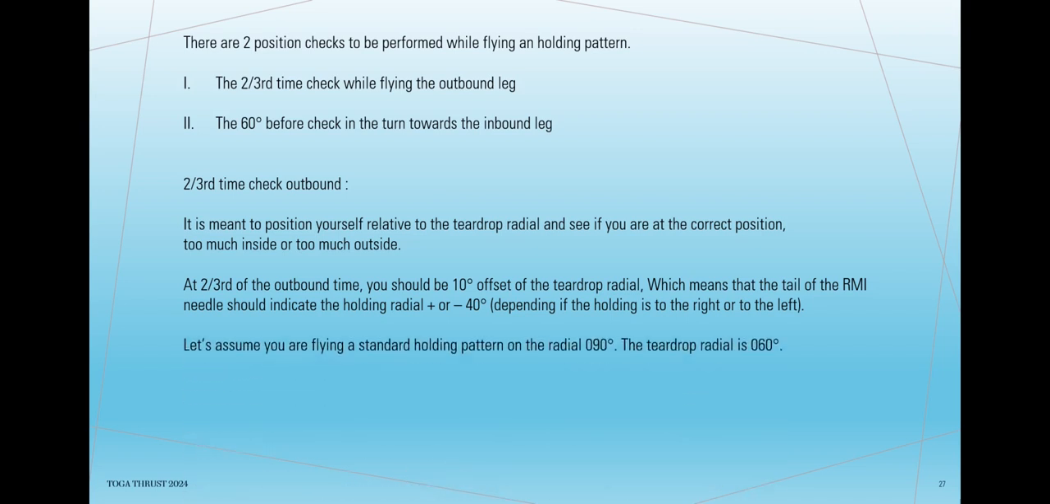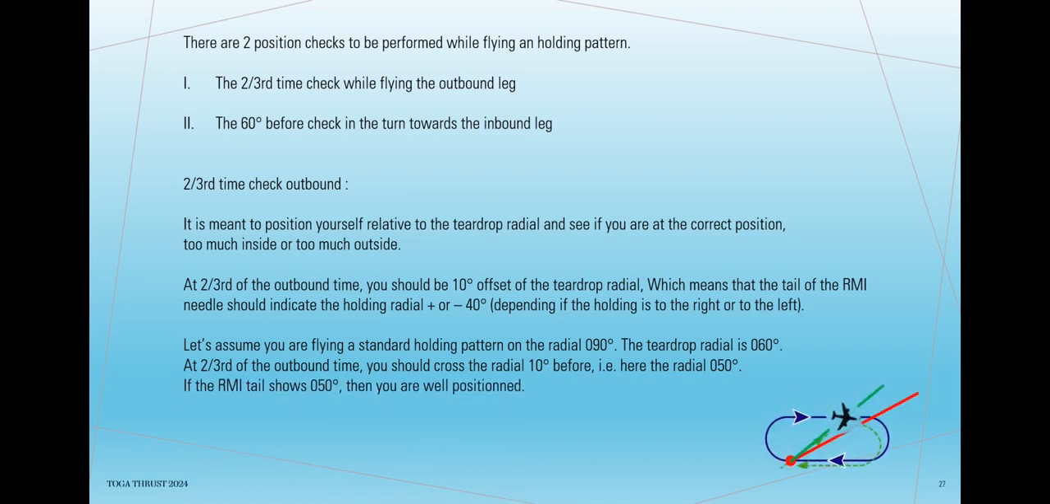Let's assume you are flying a standard holding pattern on the radial 090 degrees, the teardrop radial is 060 degrees. At 2/3 of the outbound time, you should cross the radial 10 degrees before, i.e. here the radial 050 degrees. If the RMI tail shows 050 degrees, then you are well positioned.